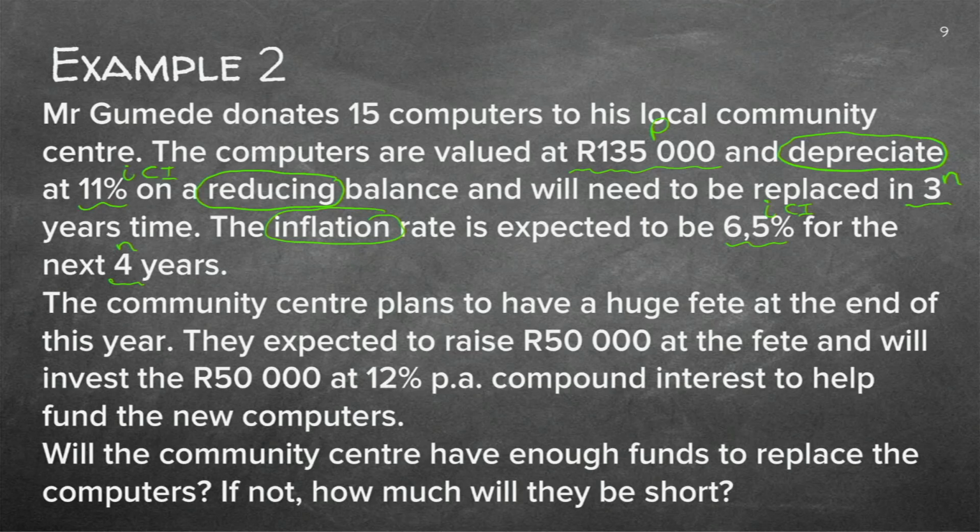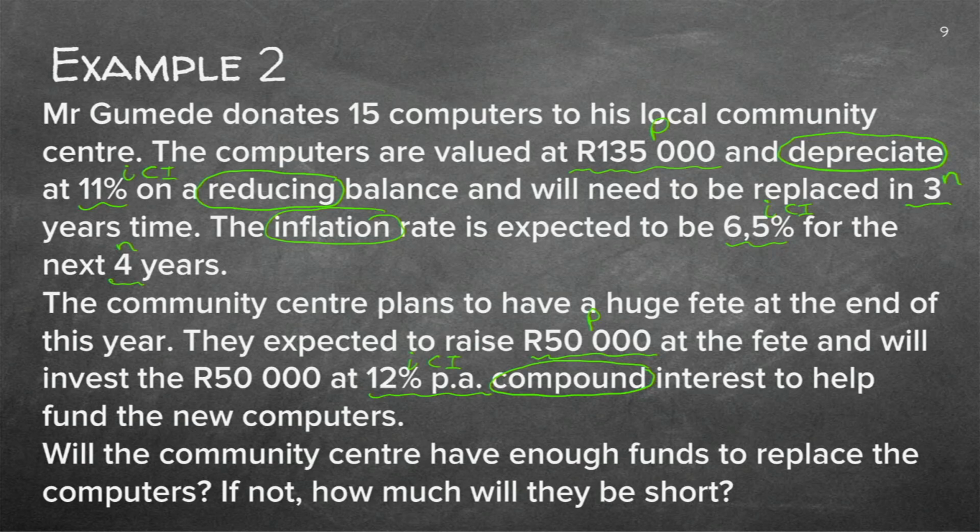The community centre plans to have a huge fete at the end of the year. They expected to raise 50,000. So this is now again the investment. So this is the beginning. And 12% per annum, that's your interest, compound. So it's compound interest. So this whole scenario is all over the show, compound interest. Will the community centre have enough funds to replace the computers?